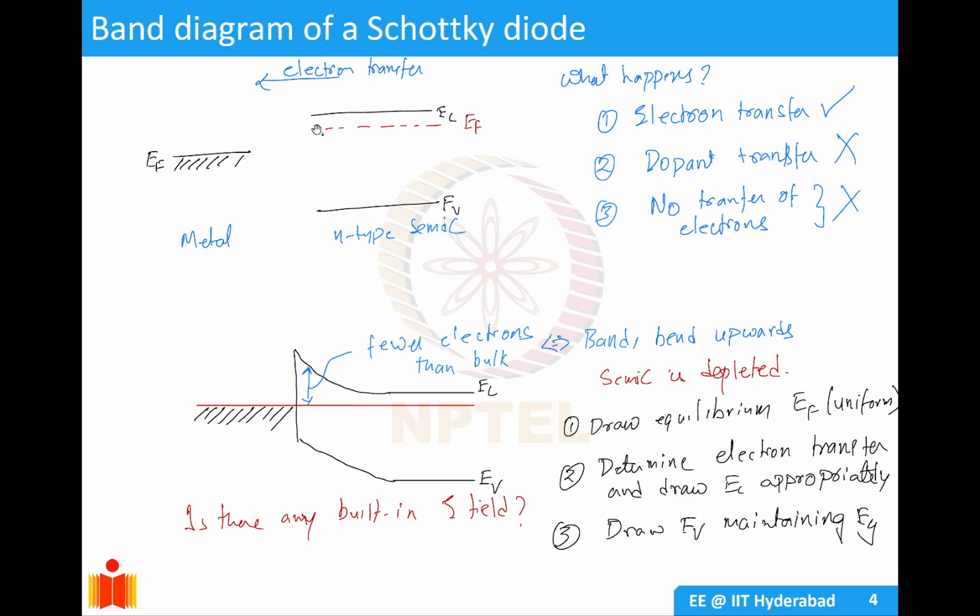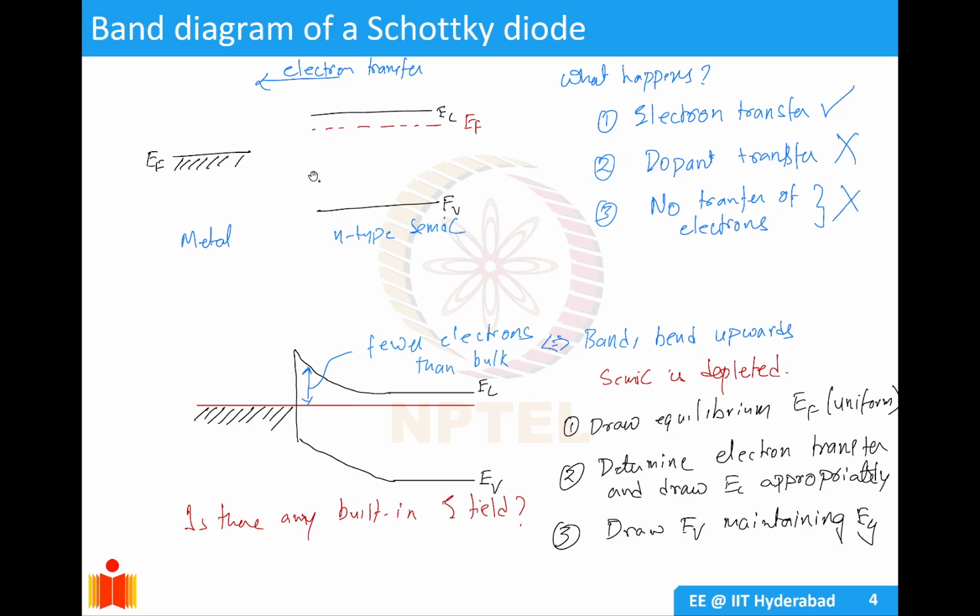Now for that, this Fermi level has to be brought to this level, and so the Fermi level will be brought down, but the EC and EV at this point are fixed. At the contact, EC and EV can't move. They can move away from the contact, but near the contact, EC and EV are fixed.